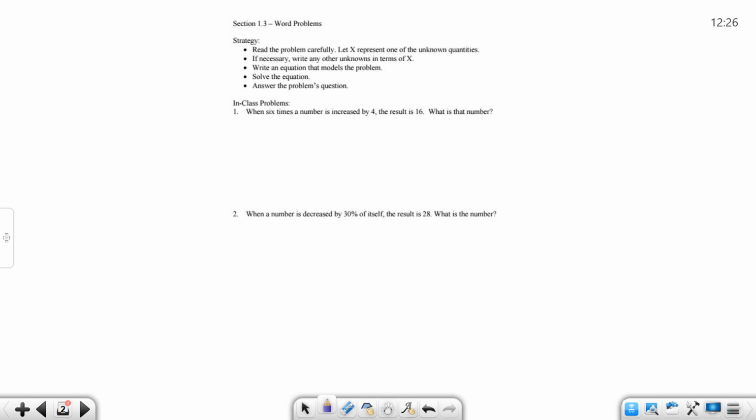So the first thing I always do is define what the question asks. So in this first one, it asks, what is that number? So I say X is that number. Now once I know what X is, then I can work from there. So it says 6 times a number, so that would be 6X, is increased, that's plus, by 4. The result is 16. Okay, so that's my equation there. All I have to do after that point is just solve it out.